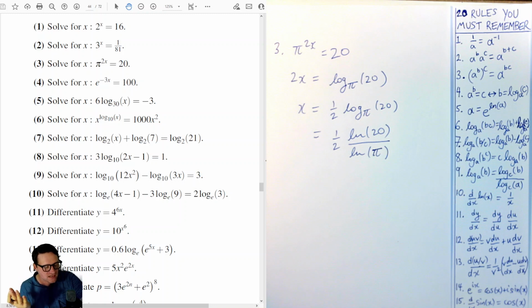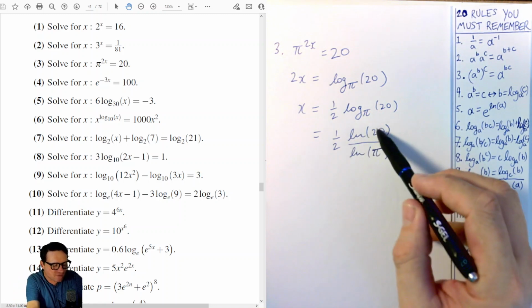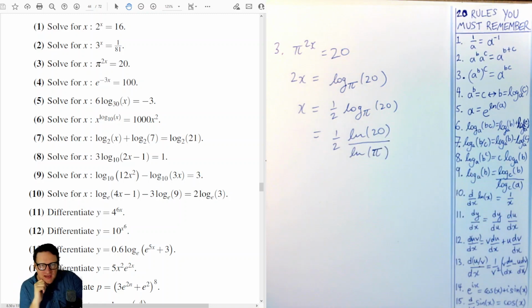Now, can you put this in any other way? Well, we can take this 1/2 up into here and write that as ln the square root of 20 over ln pi. Okay, that's using a log rule and an exponent rule. All right, let's move on to question 4.